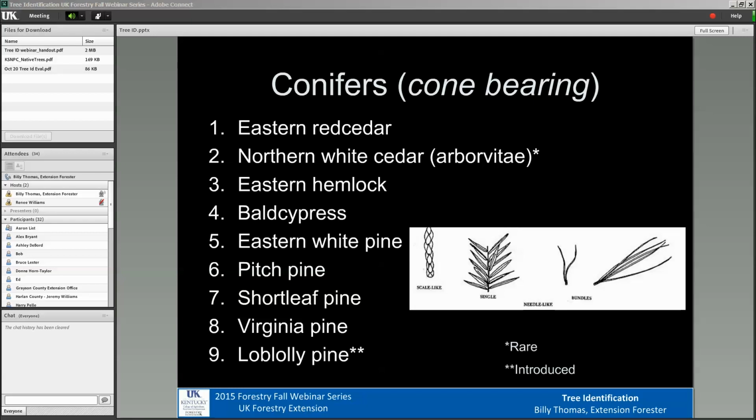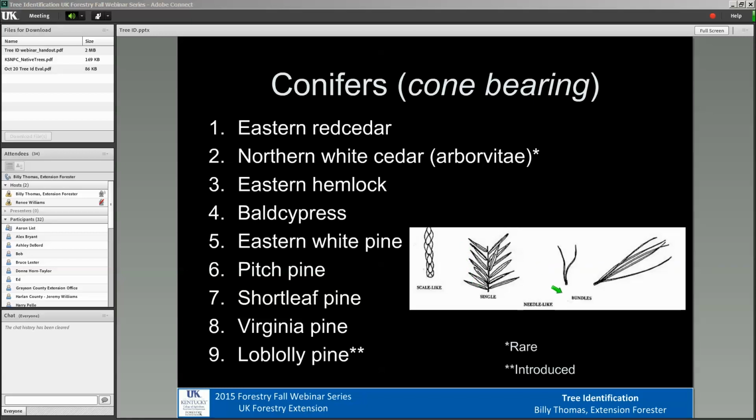But so here on the left of this little diagram we have scale-like, and this will be some of our cedars that have this kind of scale-like leaves. Again, these are needles, which is a type of leaf. Some of them have just a single needle, and we'll talk about the one that has that.